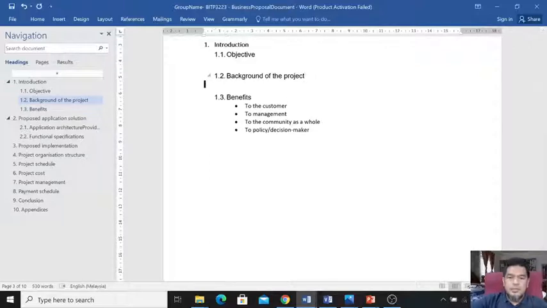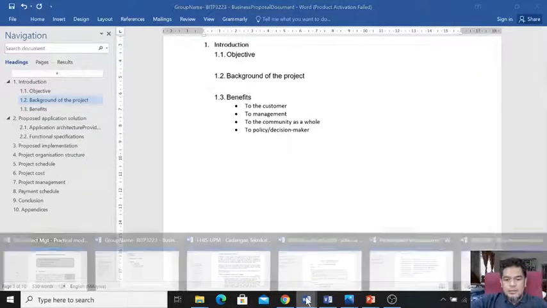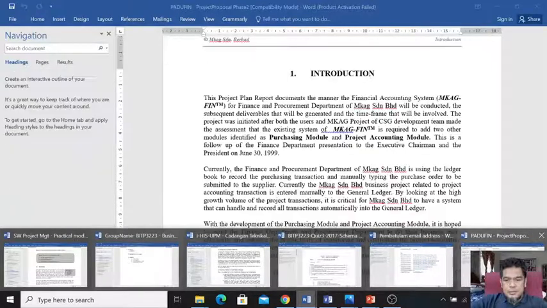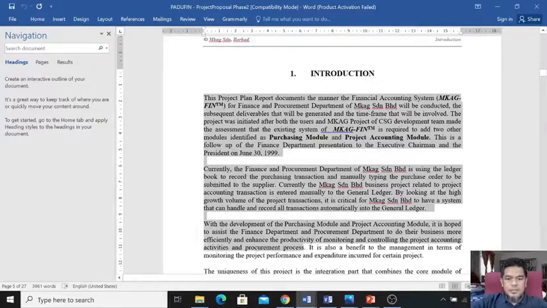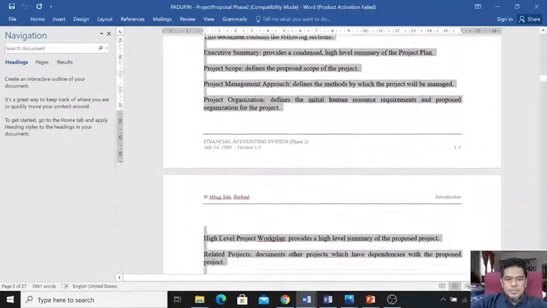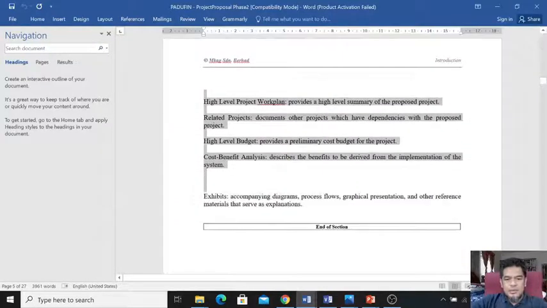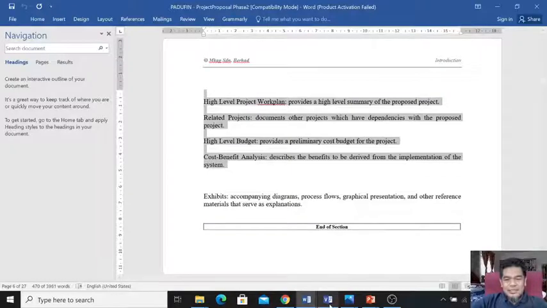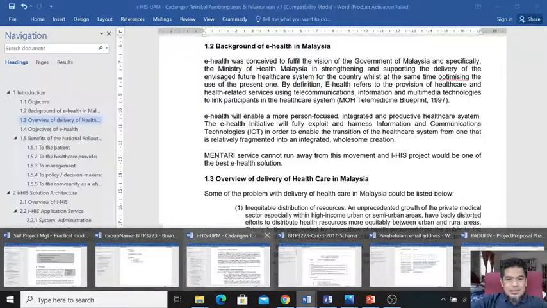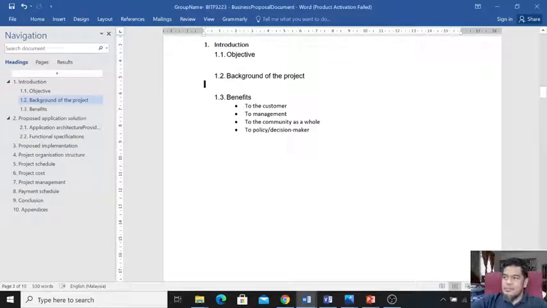So you can copy this one. For example, the introduction of this report. This is an example. You don't copy everything I show to you. I believe that you can pause the video and then copy that. Okay, this is an example of how to build your project background.